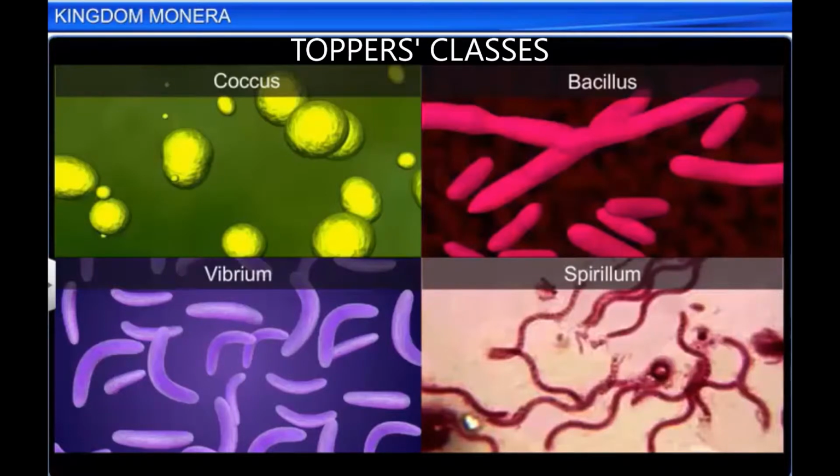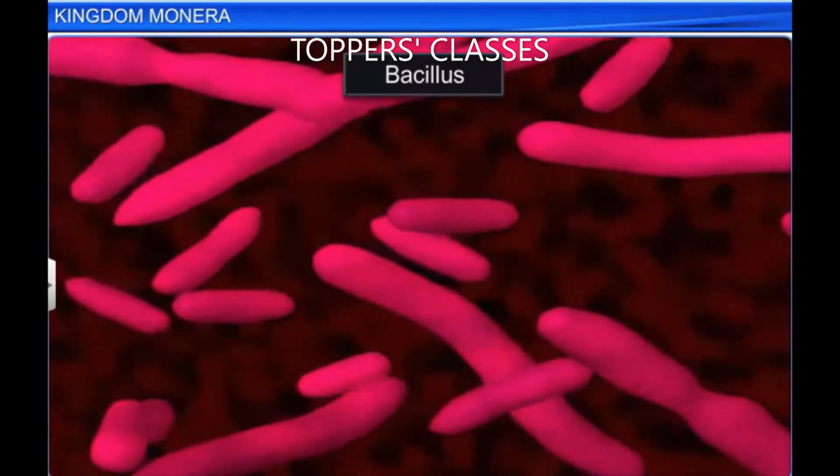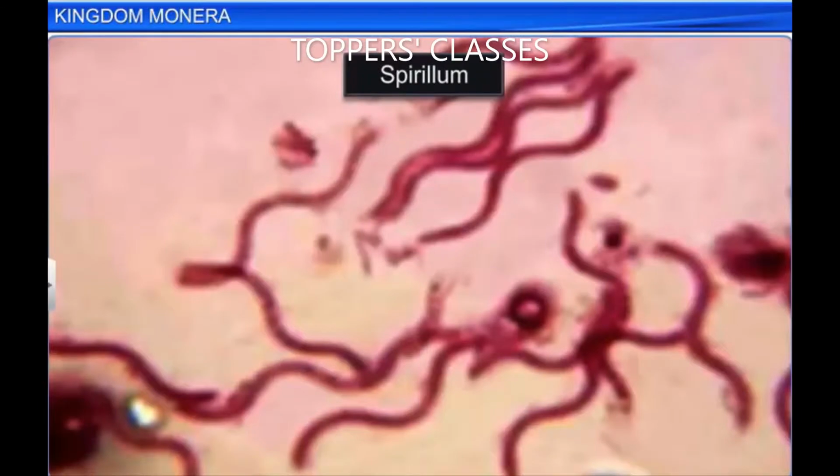Based on their shape, bacteria can be classified into 4 types: the spherical coccus, the rod-shaped bacillus, the vibrio, which is in the shape of a comma, and the spiral spirillum.